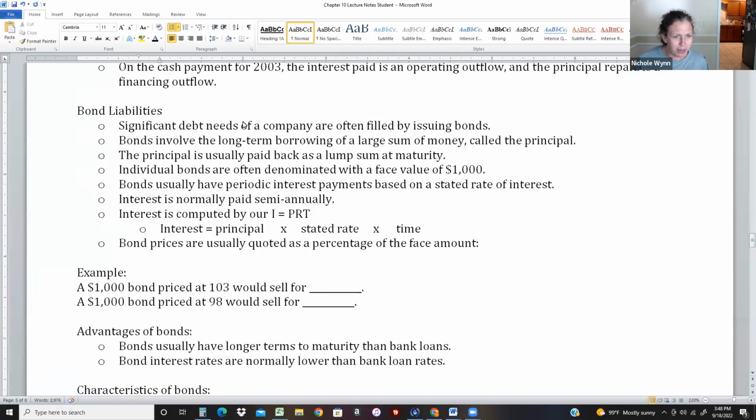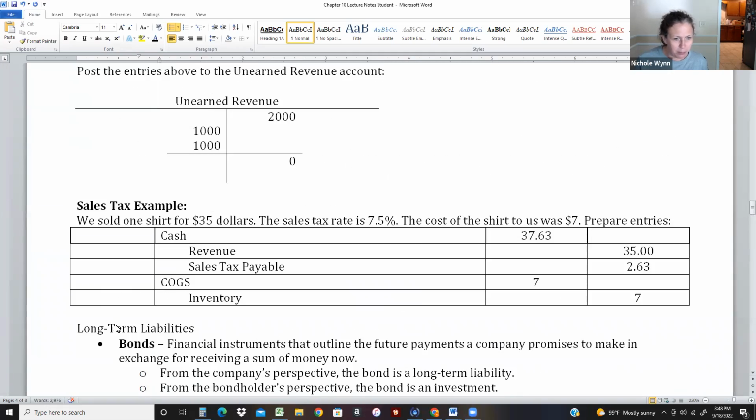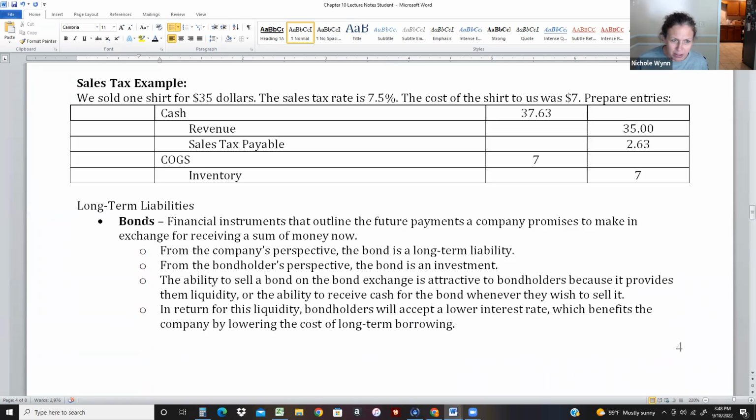All right, so the next topic is bonds. Let's pick up where we left off. Bonds are a topic that you hear about, stocks and bonds, all the time, but a lot of people don't know how bonds work. So let me explain the overall concept of a bond.